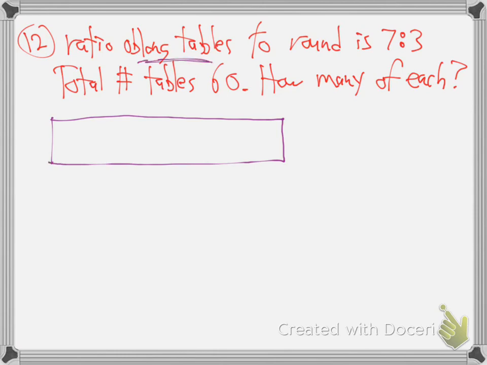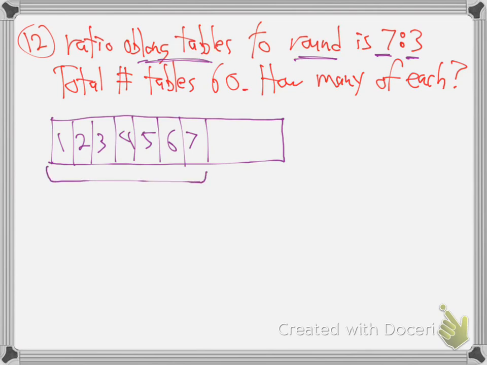So oblong tables to round, 7 to 3. So 1, 2, 3, 4, 5, 6, 7. And that would be, what is that? Oblong. So the oblong tables. And then the other 1, 2, 3 are the round ones. So there's the fraction bar, they call that. They have kids work with these. These are just fraction strips or fraction bars.